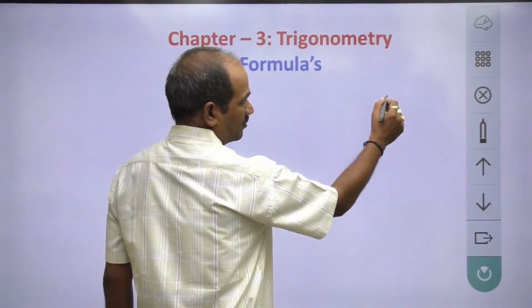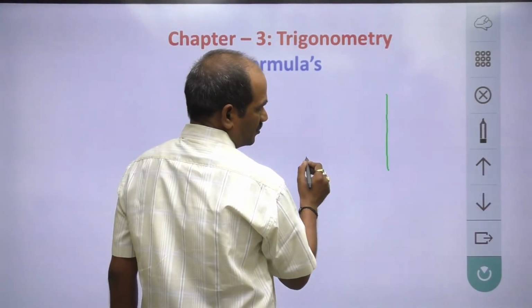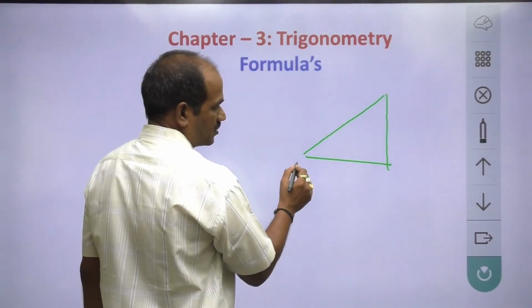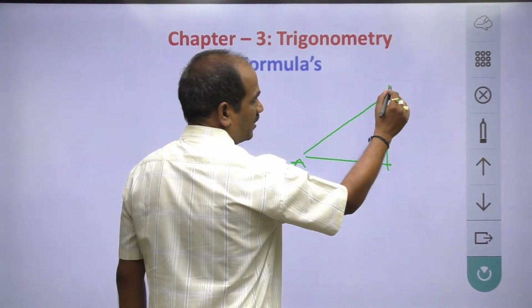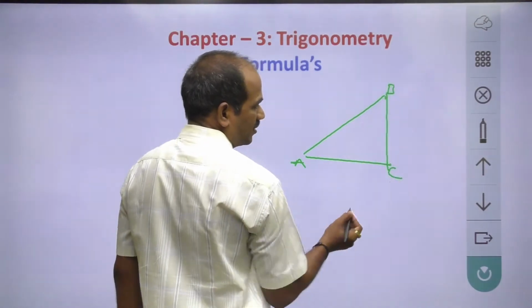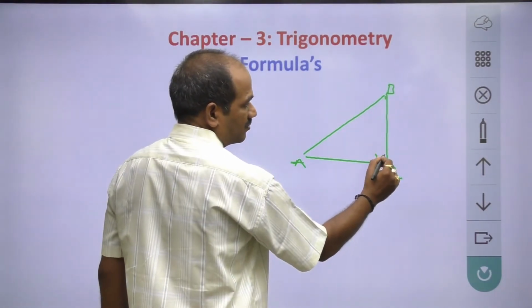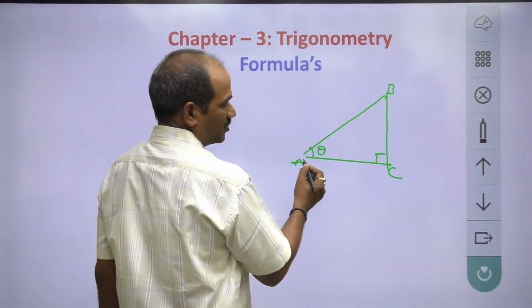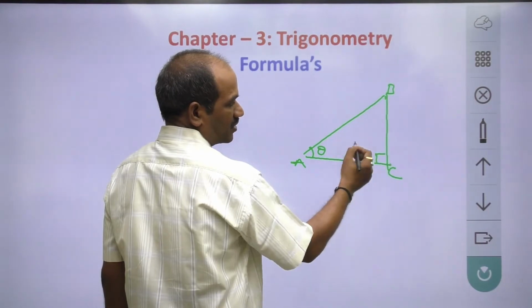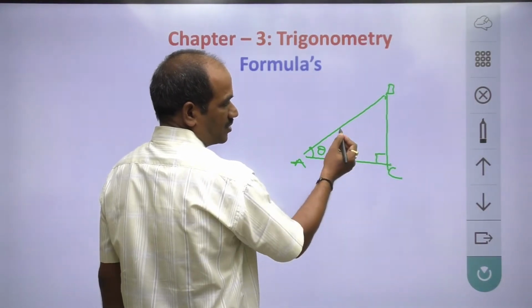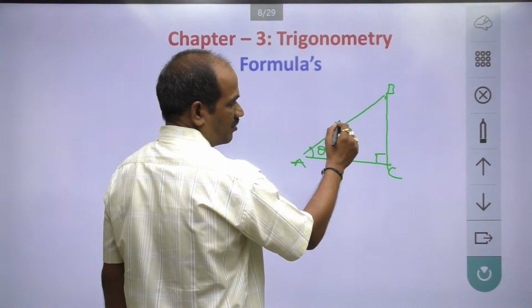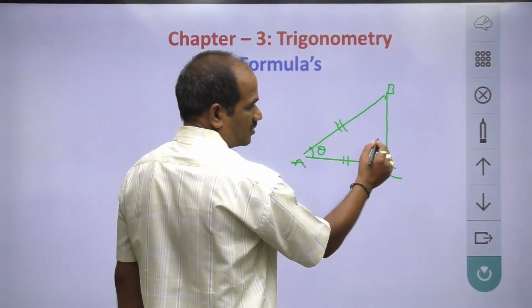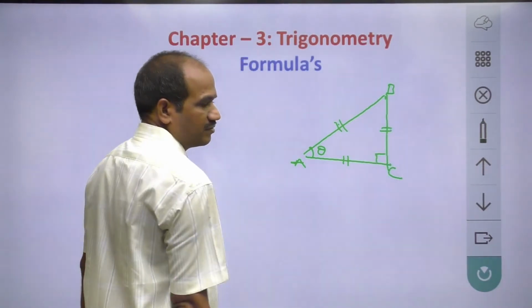First, we take a right angle triangle, ABC, right angled at A, B, C. Here this is the angle theta. This is the opposite side, this is the adjacent side, and this is the hypotenuse.